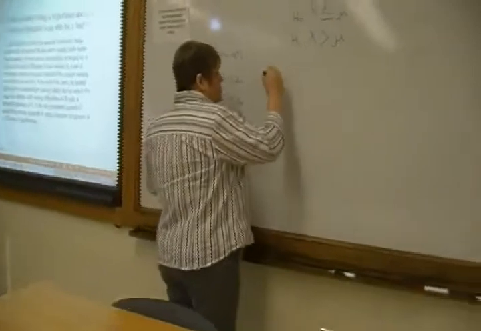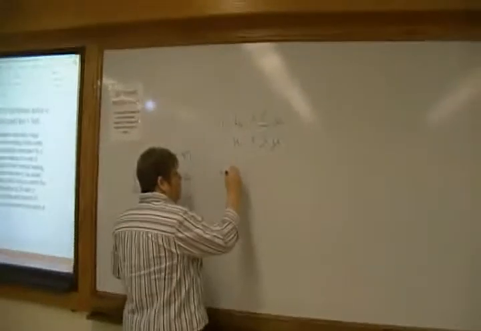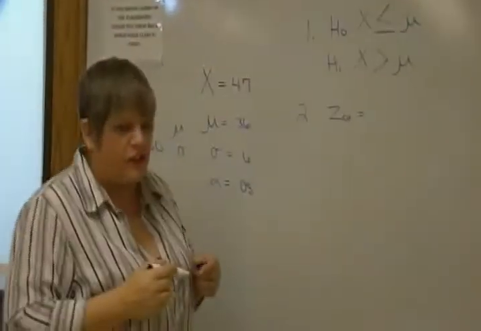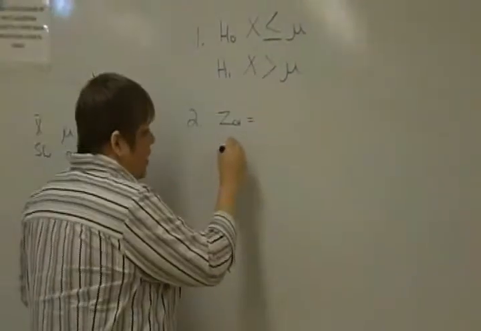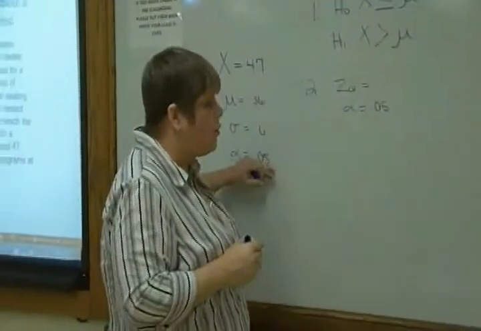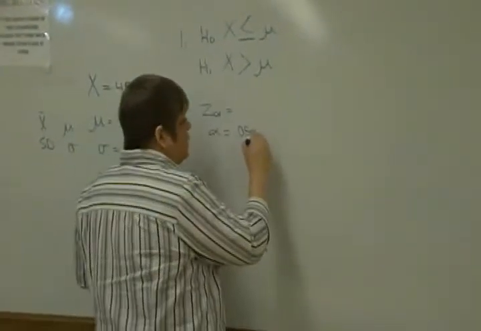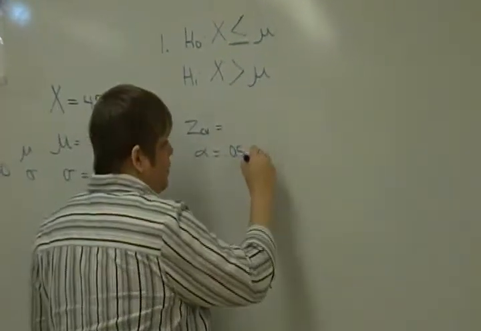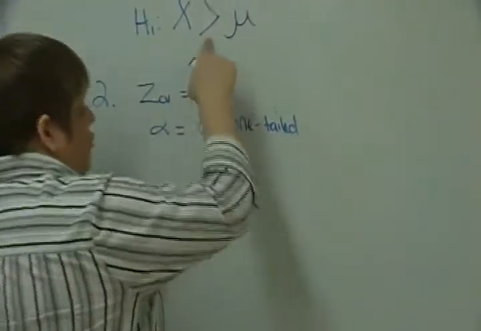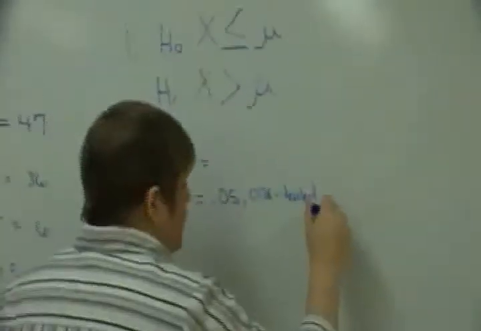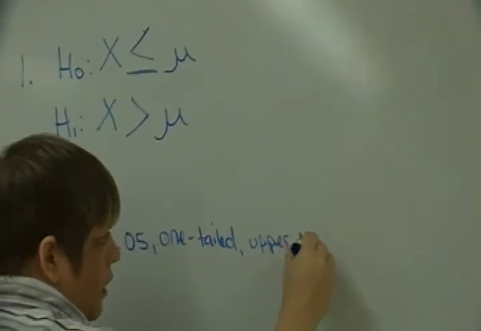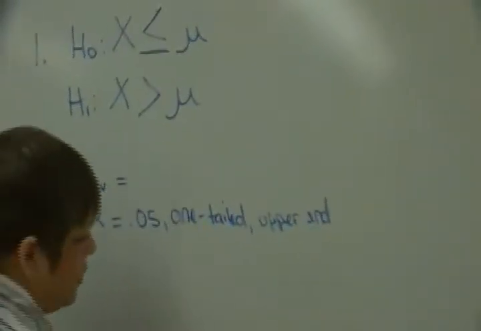The second step is to determine what the critical value for the Z statistic has to be in order for us to reject the null hypothesis. We set our alpha level at 0.05 in our problem, and we are doing a one-tailed test because we have a greater than sign, and also because that is a greater than sign, the Z-score we are looking for is going to be on the upper end of the Z-score distribution.